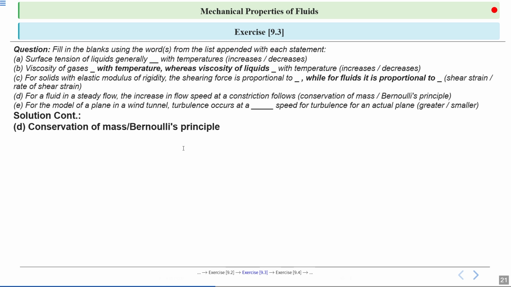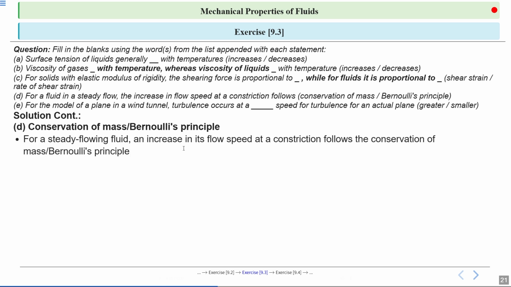D. Conservation of mass and Bernoulli's principle. For a steady flowing fluid, an increase in its flow speed at a constriction follows the conservation of mass or Bernoulli's principle. So, Bernoulli's principle is based on the conservation of energy for flowing fluids. When a fluid moves through a constriction, its velocity increases to maintain the same flow rate, and as a result, the pressure drops. For example, if water flows through a garden hose and you pinch the end, the water comes out faster, but with less pressure inside the hose at that point.